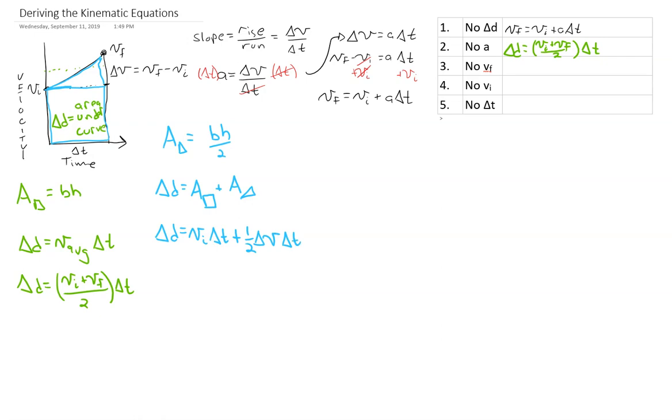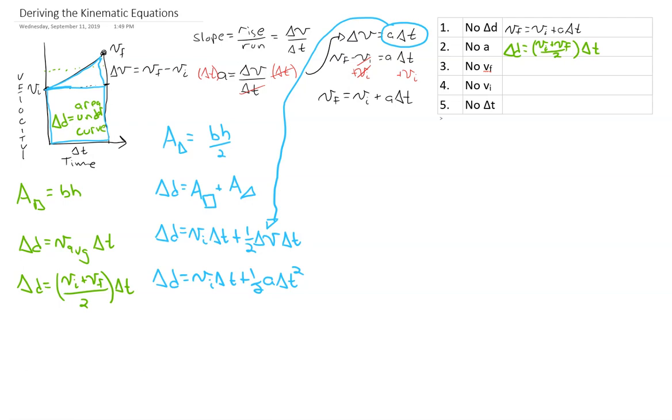Now, I'm going to replace delta V here with acceleration times time, because here I defined change in velocity as acceleration times time. So I'm going to take this, stick it in right here, and then simplify. So change in distance is VI delta T plus 1/2 A delta T delta T. I'm just going to write that as A delta T squared, because delta T times delta T is delta T squared.